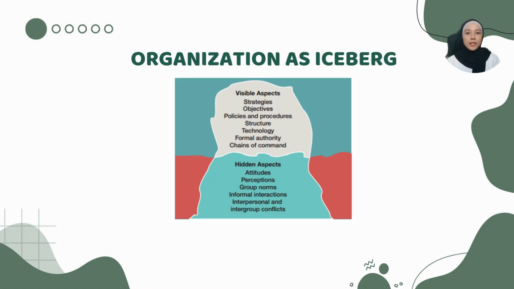And for hidden aspects, beneath the surface lies the biggest part. These are the hidden, informal aspects: employee attitudes and perceptions, group norms and informal interactions, interpersonal and team conflicts. So, conclusion, to truly understand an organization, we must look at both the visible and the hidden parts. And let's move to the next slide.